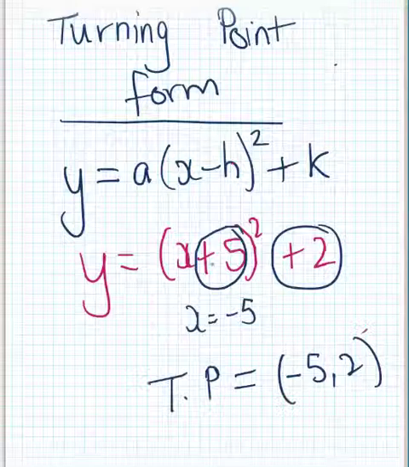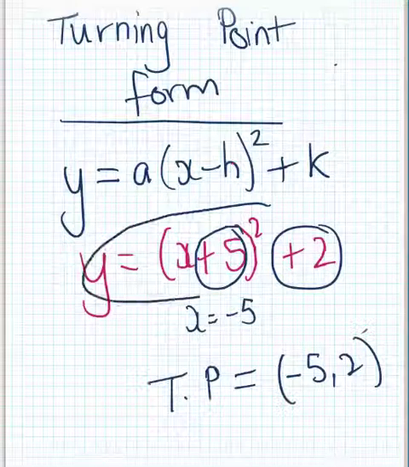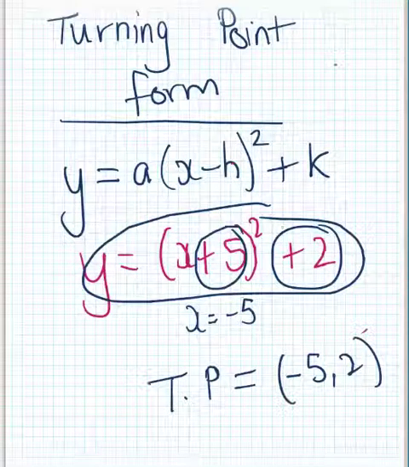And that's it. So we now have to be able to identify whether an equation is in turning point form or not, because sometimes they don't look like this. There are many ways we can write an equation, and sometimes it may not have brackets, but it's still in turning point form. So let's look at a few examples.